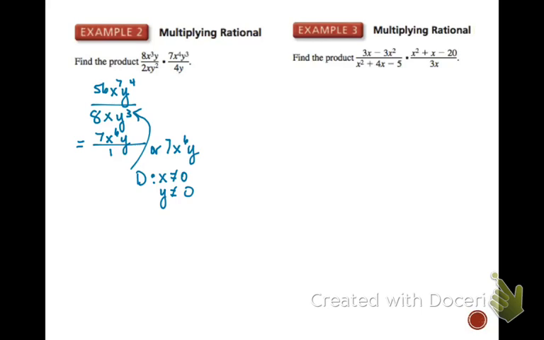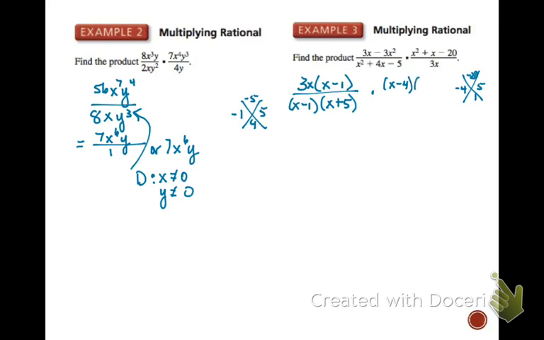Example 3, we've got some factoring to do before we multiply. So I'm going to factor out a 3x, and then I'm going to do my trinomial factoring, so -1 and 5. And then in my second term, I'm going to do some trinomial factoring, so -4 and +5, all over 3x.